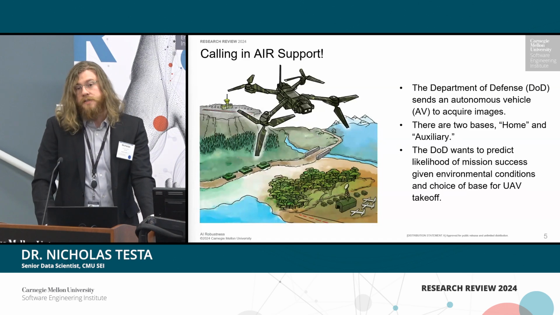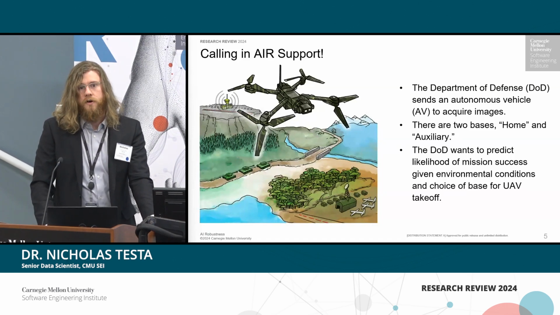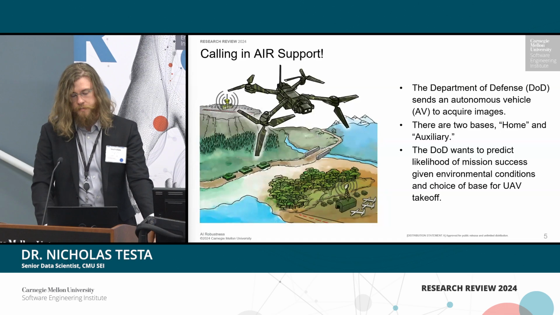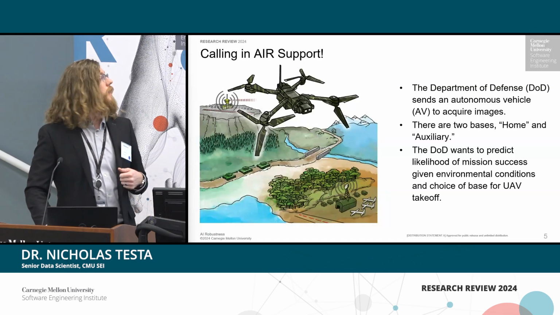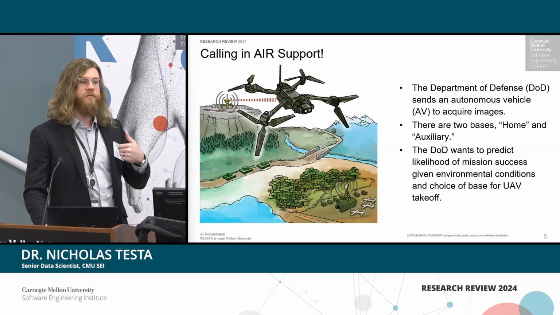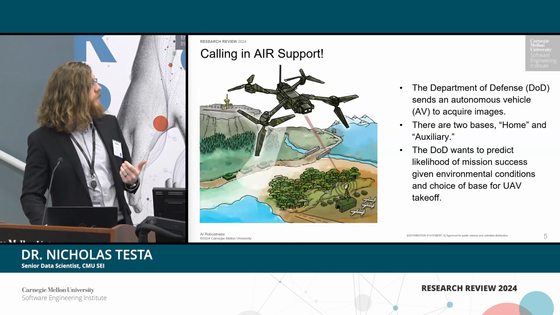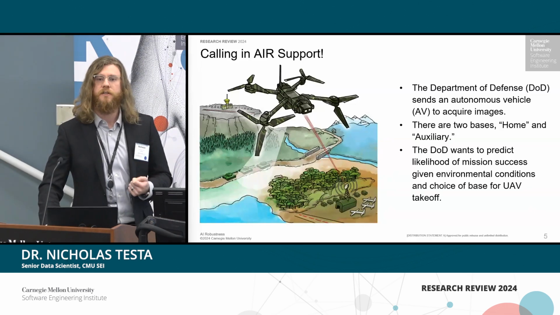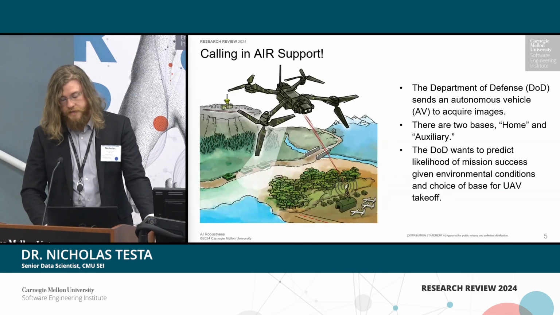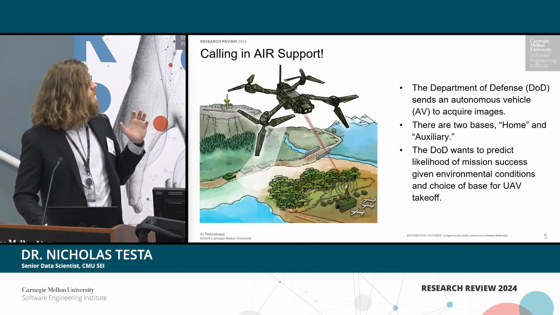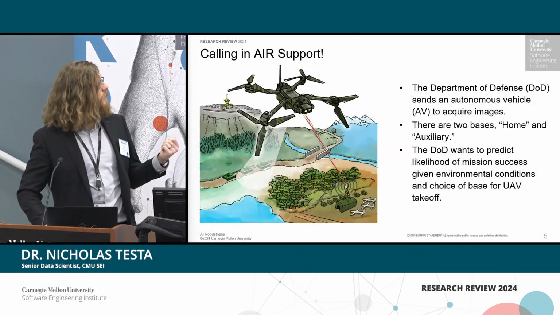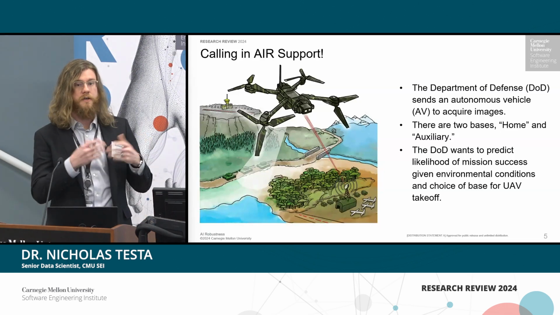They have two bases available to the team: a home base and an away base, or rather an auxiliary base. They want to be able to predict mission success, which is being able to acquire images from either the home or auxiliary base. They want to know which base has the highest likelihood of success, and that's what we're trying to predict. So mission success here is acquiring images, and the experimental variable is the main base choice.